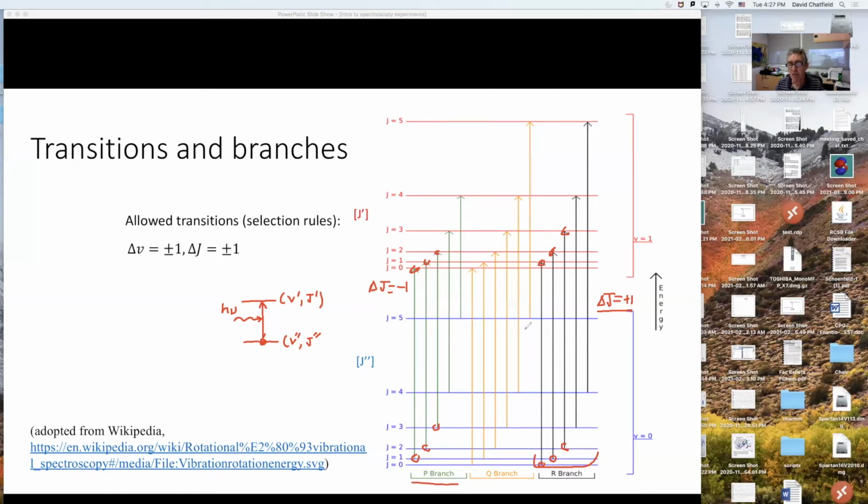For some molecules, delta j equals 0 is allowed. When delta j equals 0, we talk about a Q branch. However, we don't see the Q branch. It's forbidden for HCl. Why is it forbidden? You'll see later in the class. So every peak that you see in your spectrum comes from one of these blue or one of these green transitions.